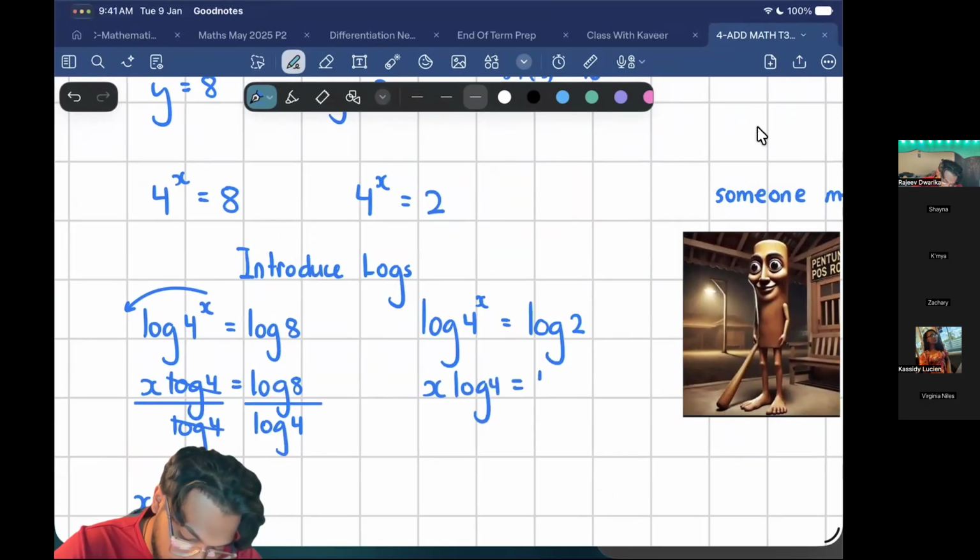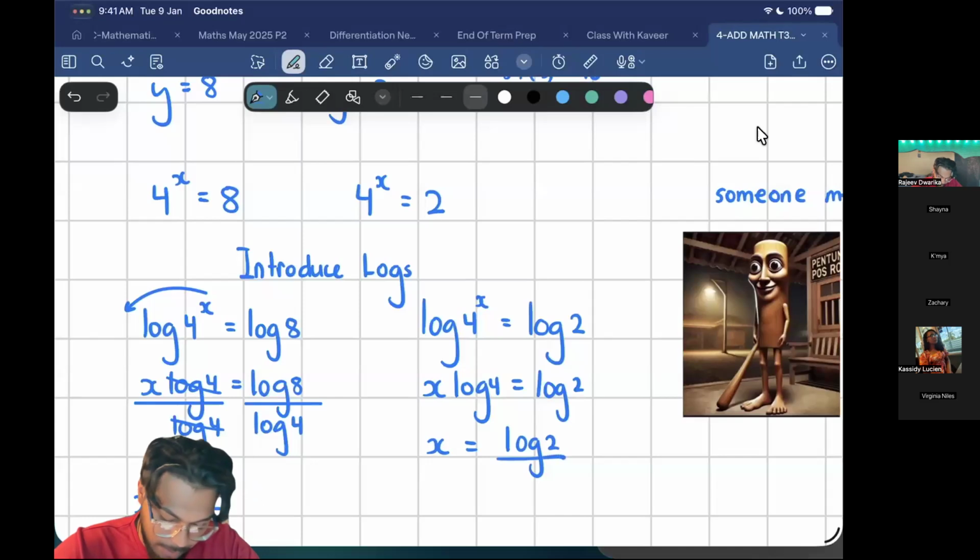So we take the x and bring it to the side. That's going to be x log 4. You know how the motions go. x log 4 is equal to log 2. We divide both sides by log 4. The answer is log 2 over log 4. That is equivalent to what? A half.